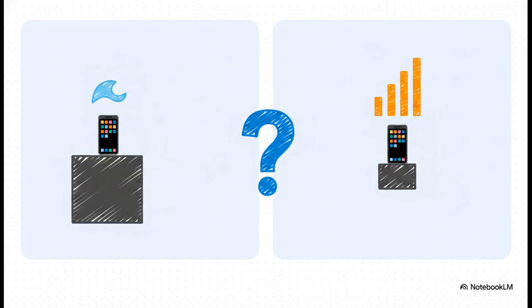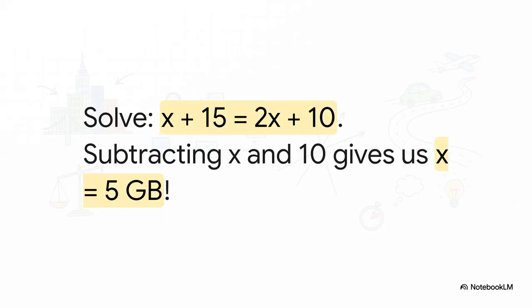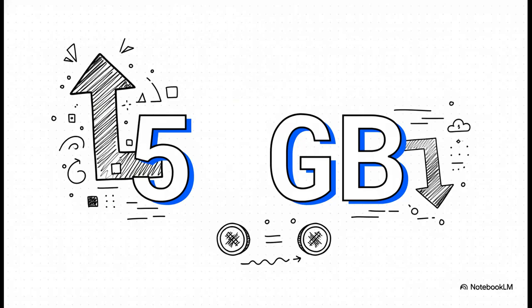So which one is actually better? Setting those two models equal reveals the hidden truth. We get x plus 15 equals 2x plus 10. Subtract x, subtract 10, and we land right at our intersection point. X equals 5. What does that mean? It means at exactly 5 gigabytes of data usage, both plans hit a tie and will cost you exactly $20. Now you can actually make an informed choice.